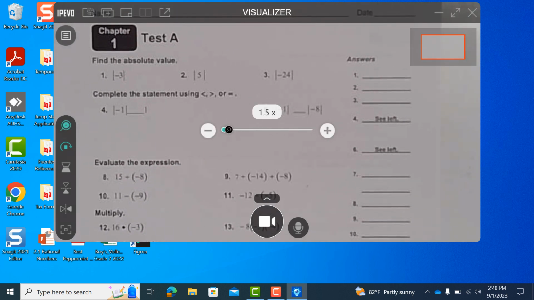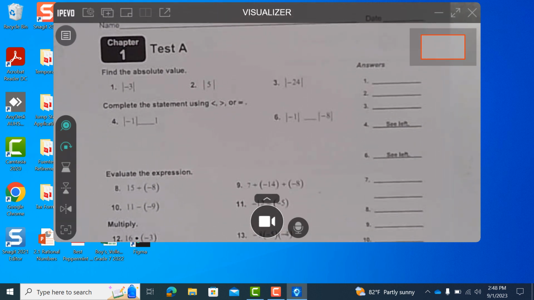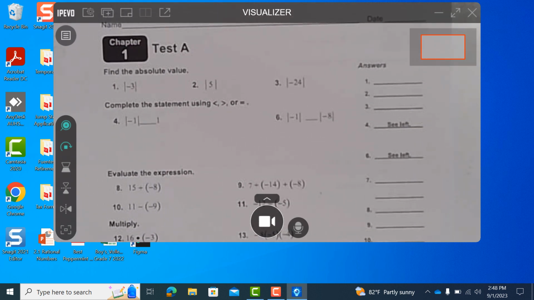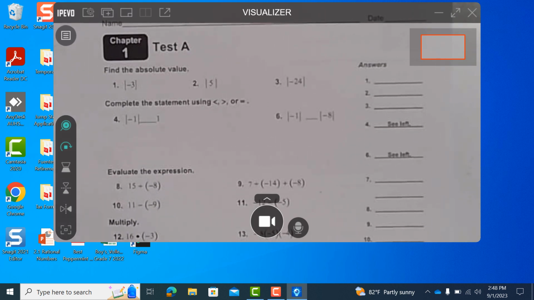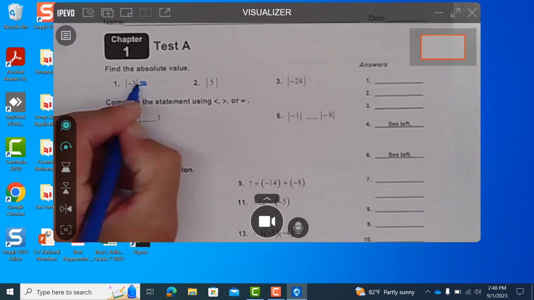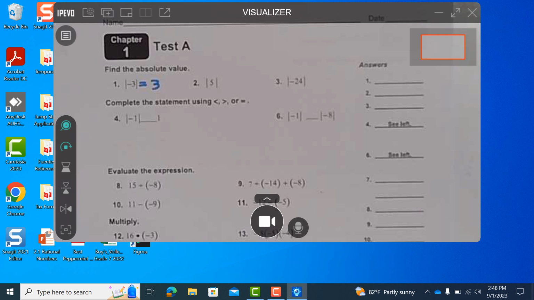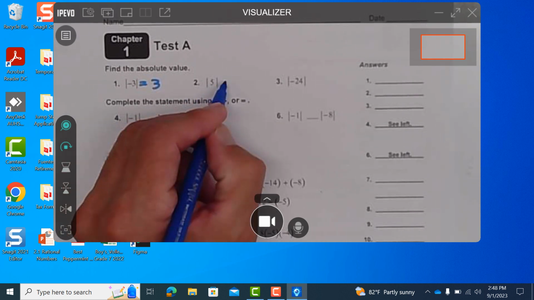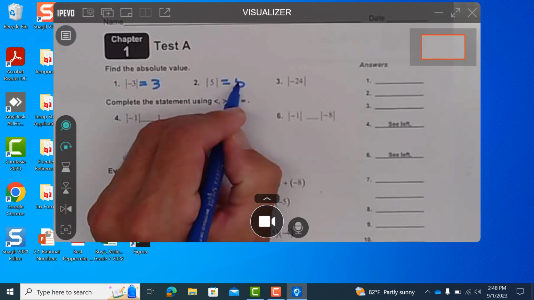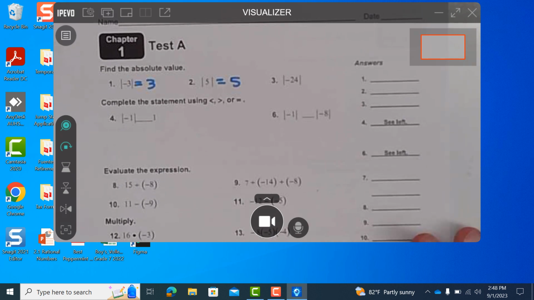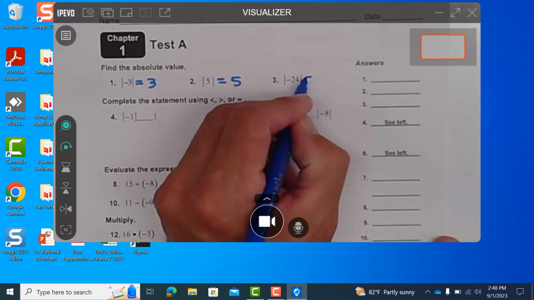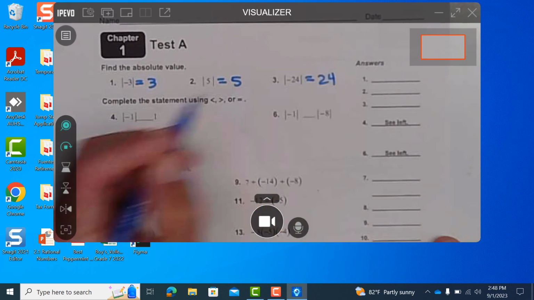All right, so Unit 1 started off with absolute value, which is just the distance away from 0 on the number line. So -3 is 3 units away from 0 on the number line. The absolute value of 5 is 5. It's 5 units away from 0. And the absolute value of -24 is 24.